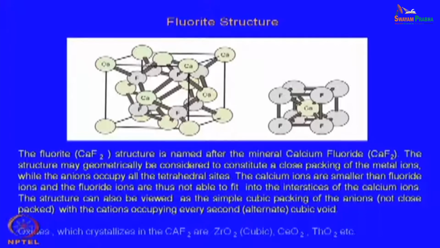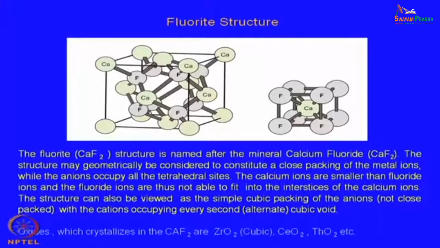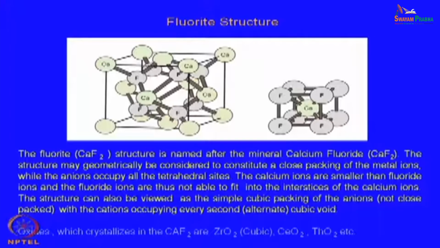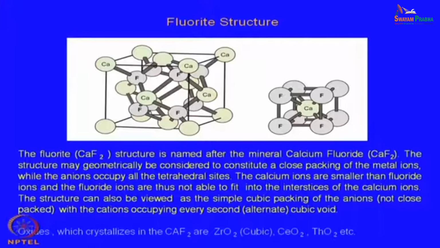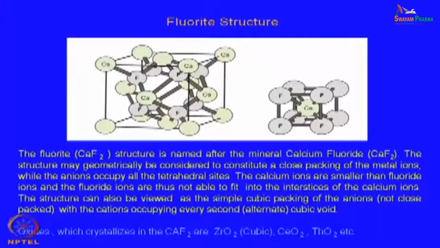We will discuss maybe at a later stage how the polymorphic changes take place in zirconia, and that is the reason we have mentioned zirconia in the cubic form. The cubic polymorph is a very high temperature stable form, above maybe 2500 degrees centigrade, and it has this fluorite structure. That is not so in the case of CeO2 or thorium oxide. CeO2 throughout is a fluorite structure, and the same is the case with thorium dioxide.